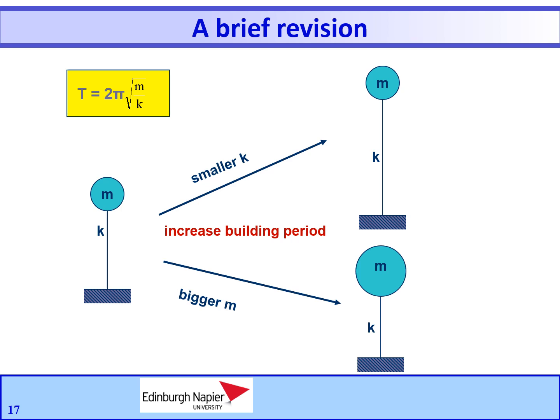From the basic formula linking the period to the mass and the stiffness for these kinds of systems, we can easily see that the smaller the stiffness, the larger the building's period for the same mass. Similarly, the period increases proportionally to the mass, meaning a bigger mass leads to an increase in the building's period.